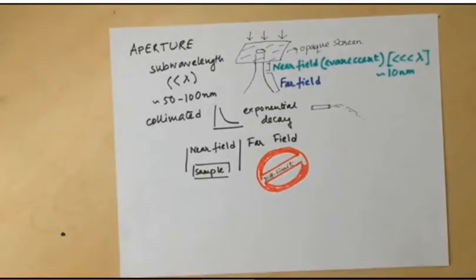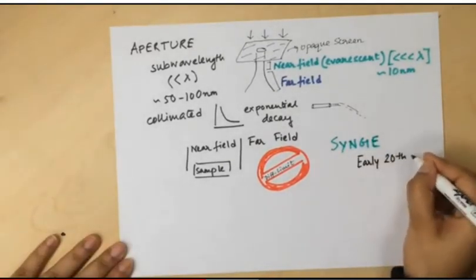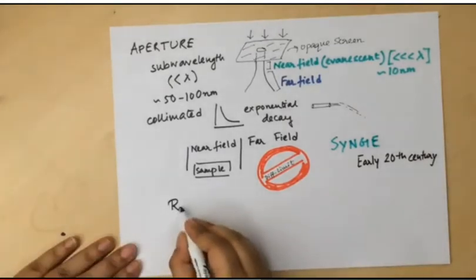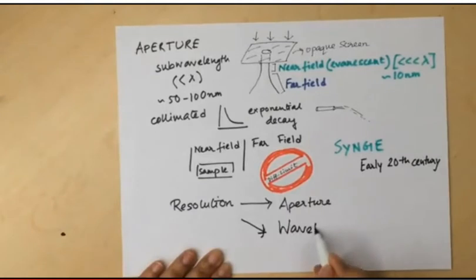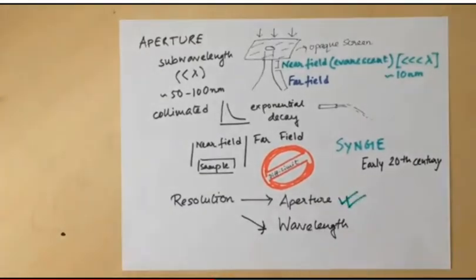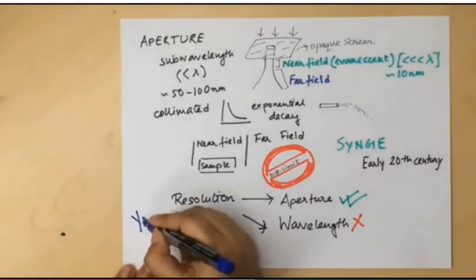This idea was first conceived by Synge in the early 20th century. Basically, the concept is that resolution becomes dependent on aperture and not the wavelength. So we fine-tune the aperture to enhance the resolution. With the finest designing of aperture, resolution down to 50 nanometer has been achieved.